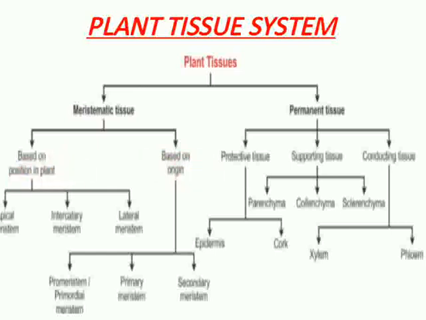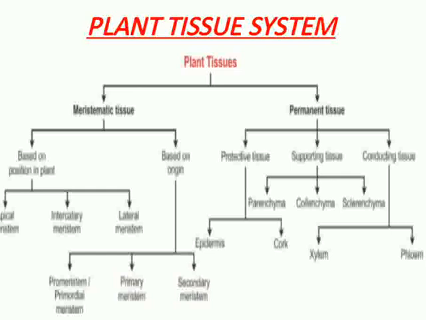They are further classified on the basis of their position in the plant and on the basis of their origin. On the basis of position, that is where they are present in a plant, they are divided into apical meristem, intercalary meristem and lateral meristem. Based on the origin, that is when they were formed in the life history of the plants, they are divided into promeristem or primordial meristem, primary meristem and secondary meristem.